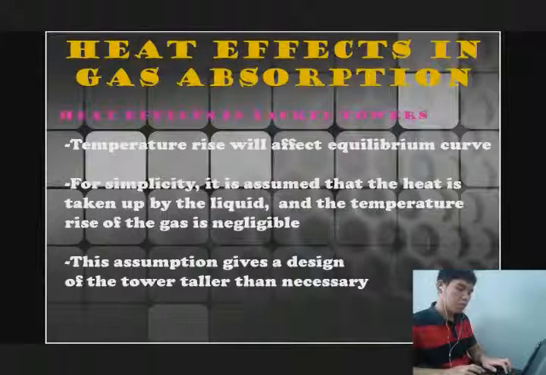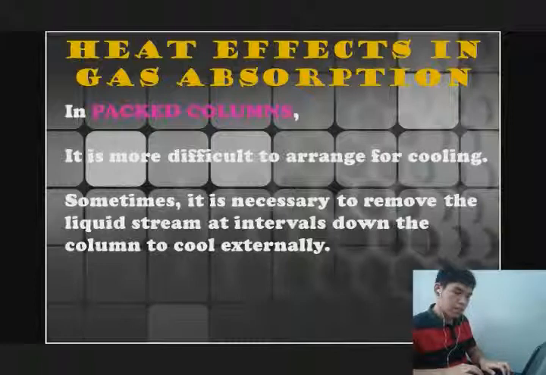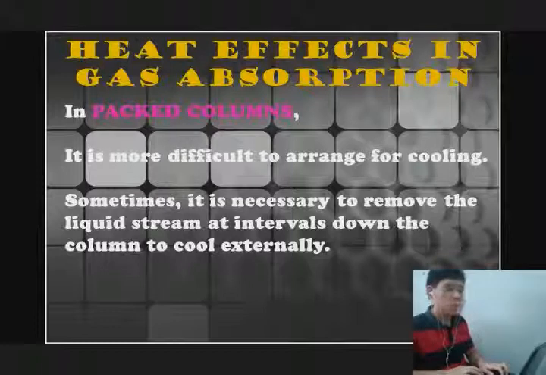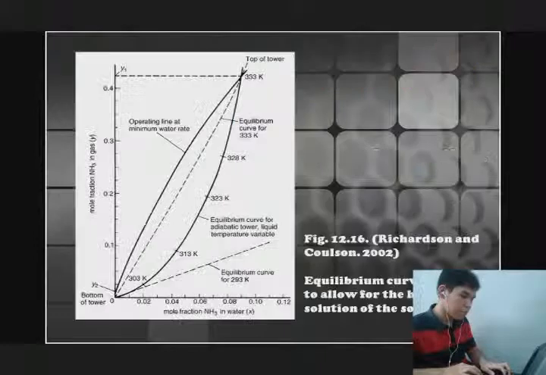For packed towers, the rise in temperature affects the graph of the equilibrium curve. Differential equations, as well as balances in mass and heat, must be integrated numerically. Sometimes, for simplicity, it is assumed that the heat is taken up by the liquid while there is no temperature rise in the gas. This overestimates the liquid temperature, which will give a taller tower than necessary. It is very difficult to arrange a cooling system for packed towers. Sometimes it is necessary to remove the liquid from the tower at certain intervals and cool it externally.